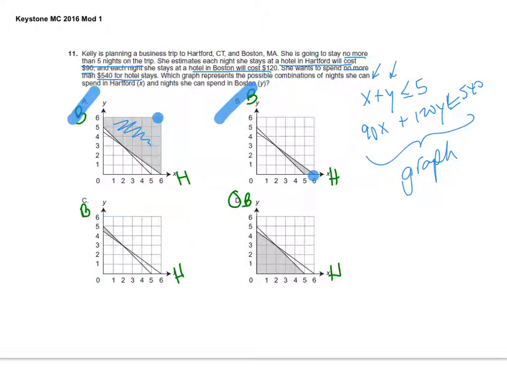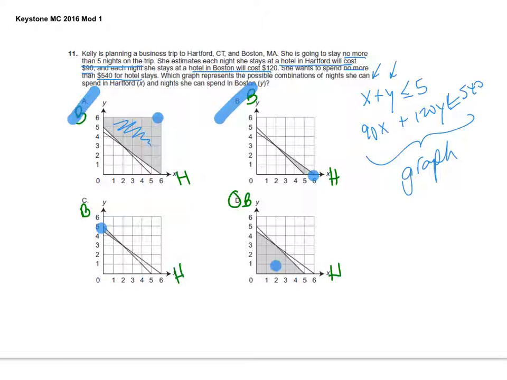If I go over to C and D, these are looking better. Because if I look at C, I can see this tiny little area up here is showing me that she spends 5 nights in Boston and no nights in Hartford. Okay, so C is still in contention, and D is still in contention because basically any point in here works as well, where 2 nights in Hartford and 1 night in Boston satisfies that.